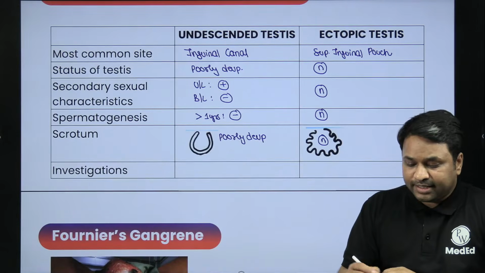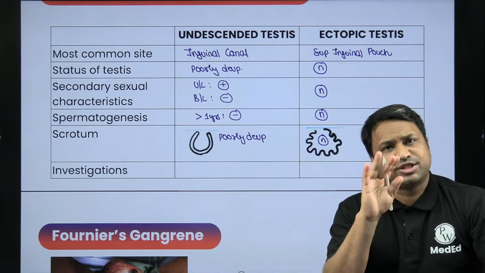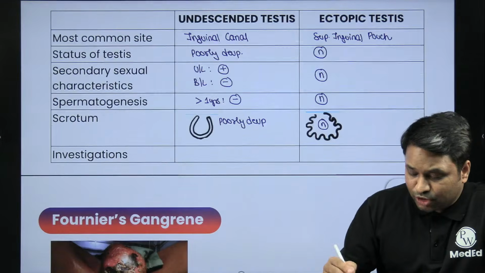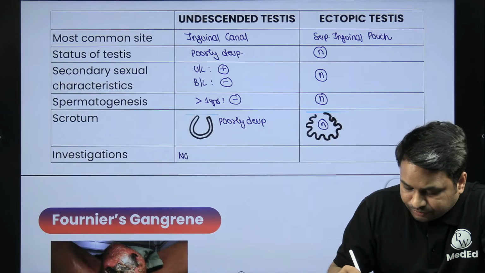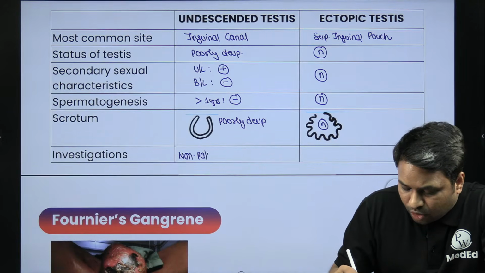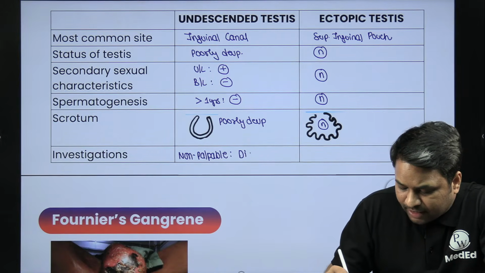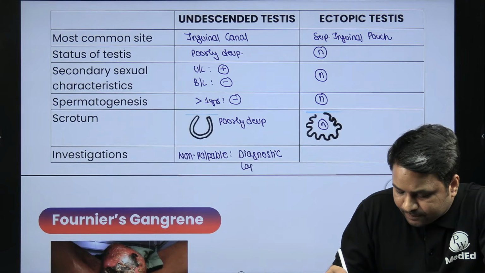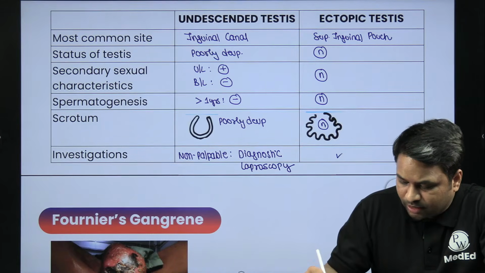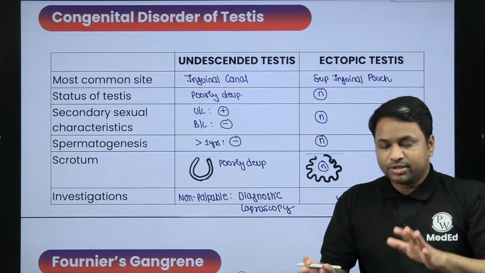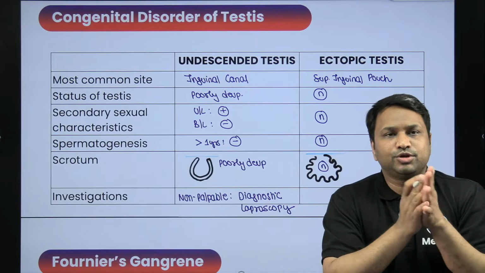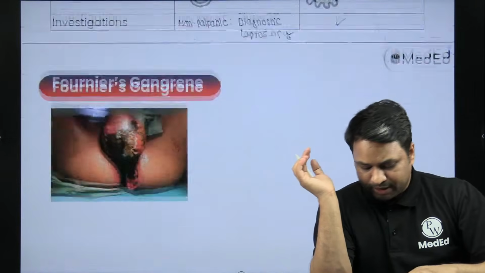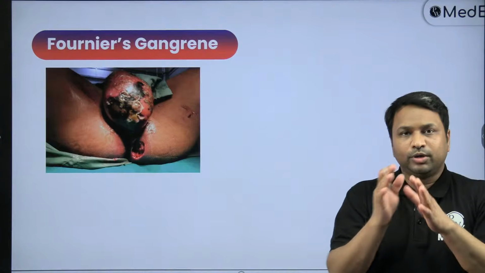Now for undescended testes, the investigation is clinical examination, but if it is non-palpable, then it is your diagnostic laparoscopy. Same here also, it is going to be diagnostic laparoscopy, right? So there are two differentiating findings that you should know between the undescended testes and the ectopic testes. This is a spotter, you cannot miss this.